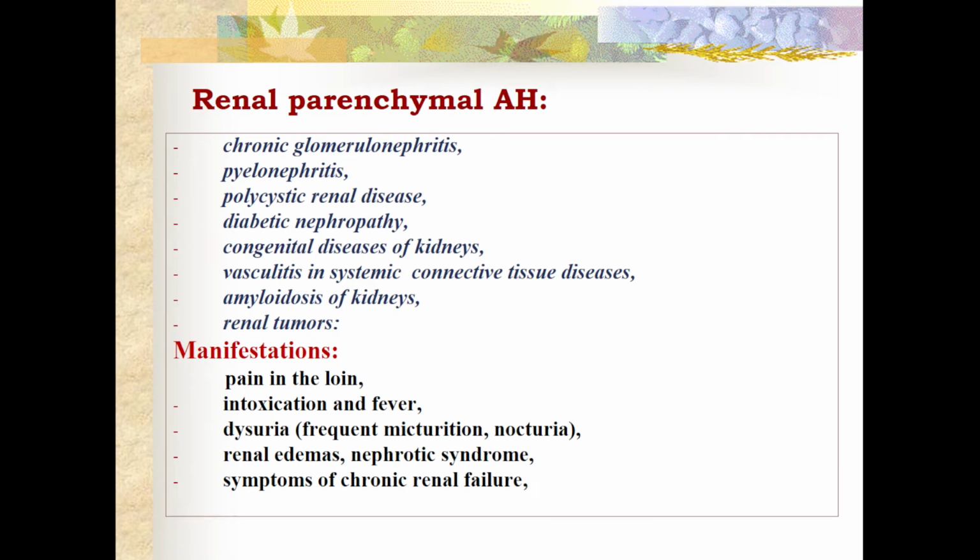In first place of secondary arterial hypertension occur renal parenchymal diseases such as chronic glomerulonephritis, pyelonephritis, polycystic renal disease, diabetes mellitus, which can cause diabetic nephropathy, congenital diseases of kidneys, vasculitis and systemic connective tissue diseases, amyloidosis of kidneys, and renal tumors.